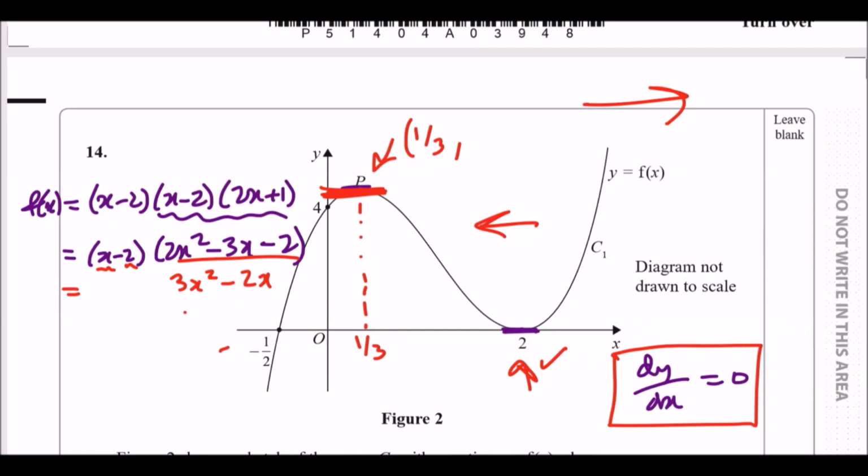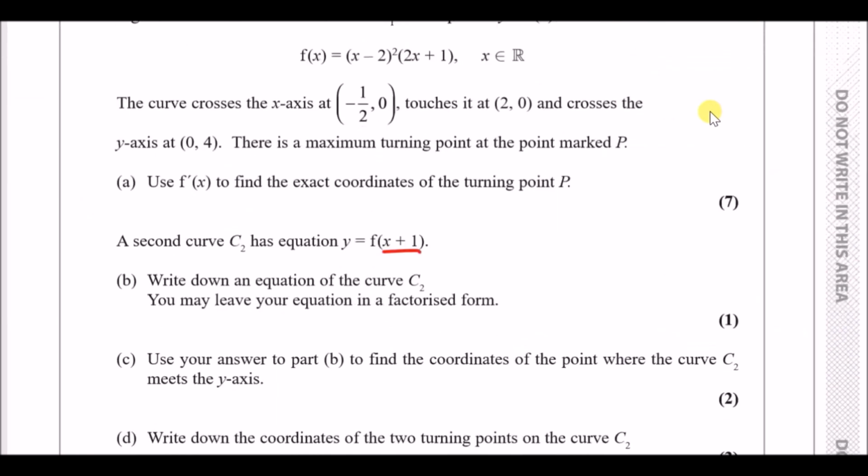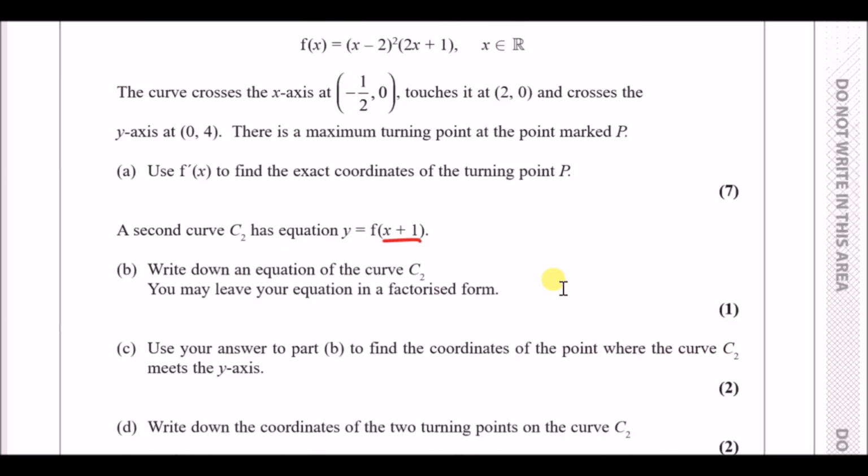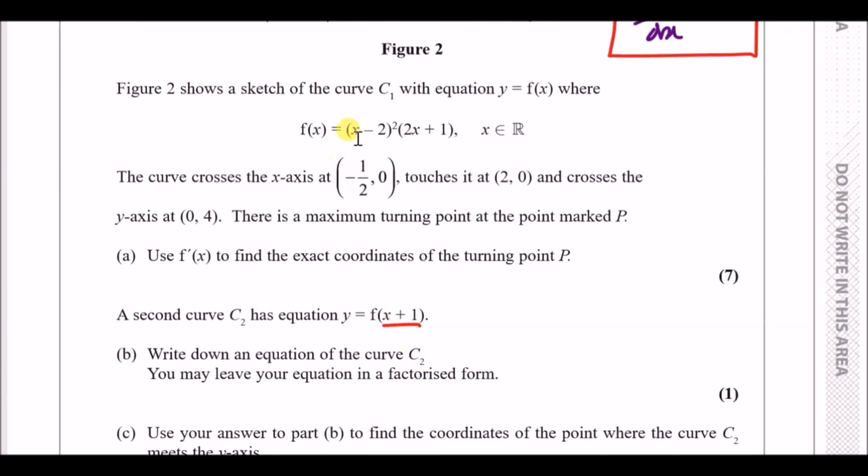Okay, so let's go ahead and solve part B. Write down an equation of the curve C2. You may leave your equation in factorized form. That's really kind of them. So what we're going to do is replace this x with x plus 1, yeah? So we can say this is equal to, bracket, x plus 1, and then, of course, minus 2, squared.